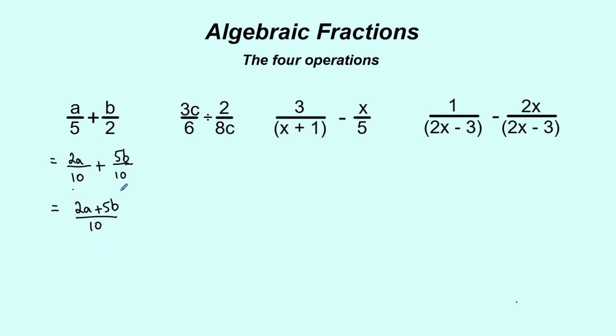And check to see if there's any simplifying you can do. There's not here. None of the numbers are common. So 2, 5 and 10, they're all in different times tables. And that would be our final answer. So let's have a look at another one.